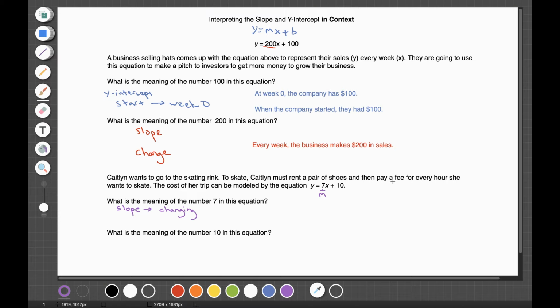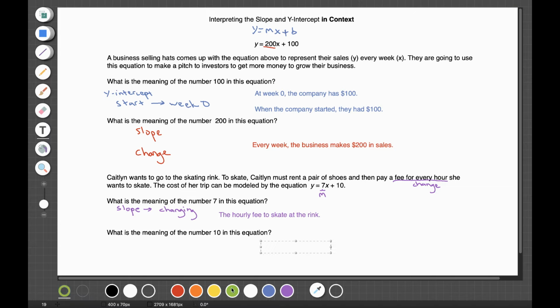The fee for every hour is a changing amount. Okay, that's a change. So because that's a changing amount, that is our slope. It's how much money per hour. Well, how much does it cost per hour then? Well, that's how much it's changing every hour. So our 7 is how much the fee is for every hour. So if we put that into our context here, the hourly fee to skate at the rink. That's how much you have to pay every hour. That would be the 7.